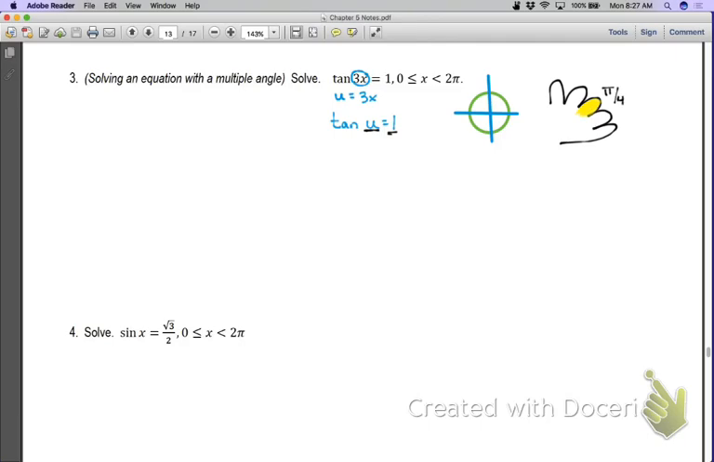So what we want to do here, if I have u, I'm going to have pi over 4 plus, now I'm not going to have 2 pi n, but I'm going to have pi times n. Because how long is the normal period of tangent? It's just 1 pi unit, right?